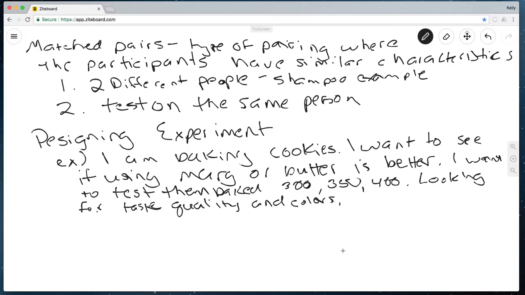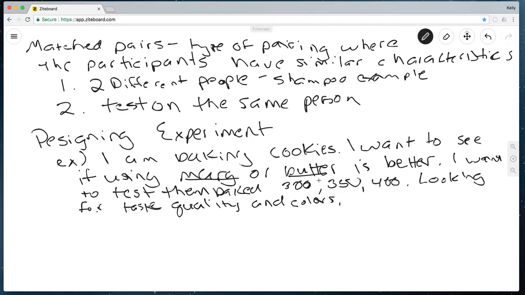So first of all, if I asked you what were the treatments, you should notice that we have 3 temperatures and we have 2 experimental values here. So my treatments would be 300 degrees with margarine, 350 with margarine, 400 with margarine, and then I would have to test 300 with butter, 350 with butter, and 400 with butter. So you should see right away from that word problem that there are 6 treatments.